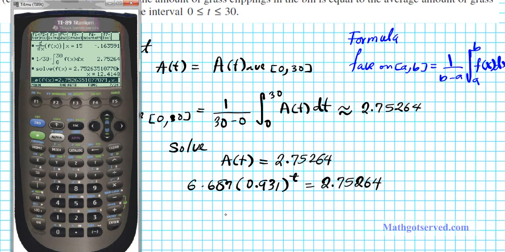So t is equal to 12.415 days. Okay, so this is the point in time where the amount of clippings is equal to the average amount of grass clippings.